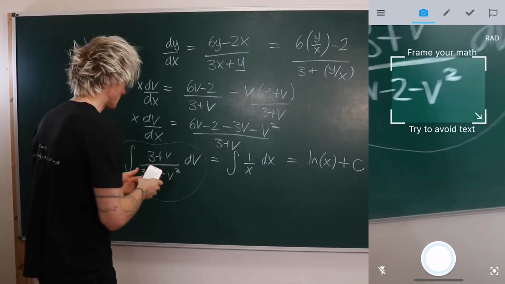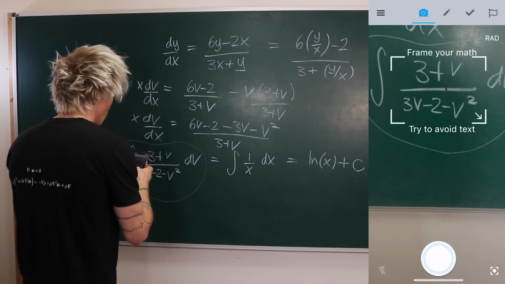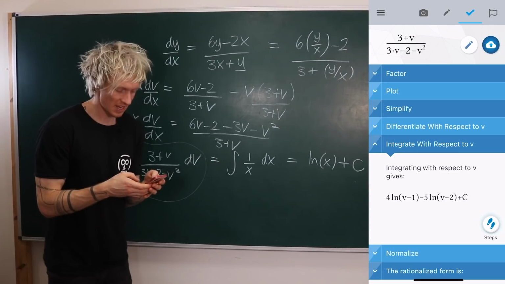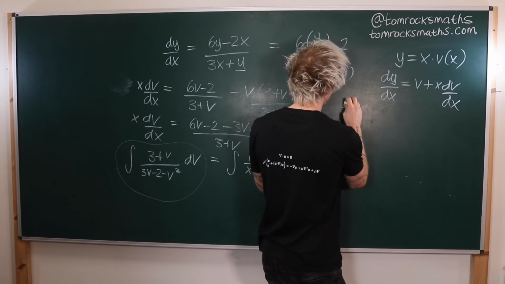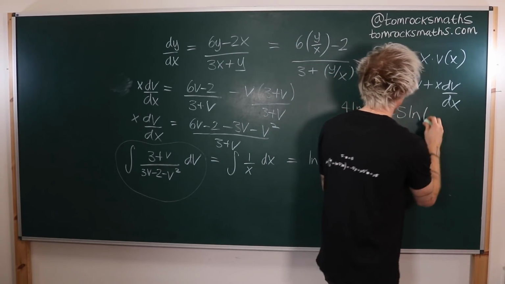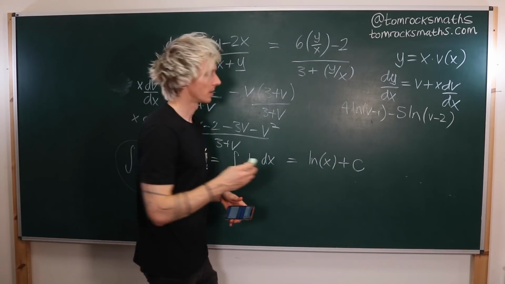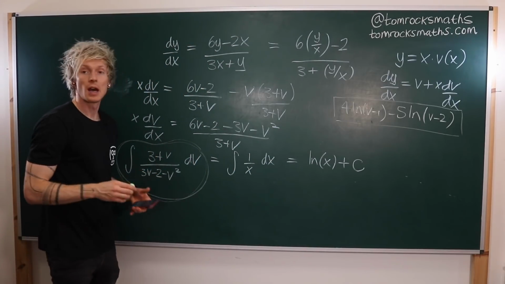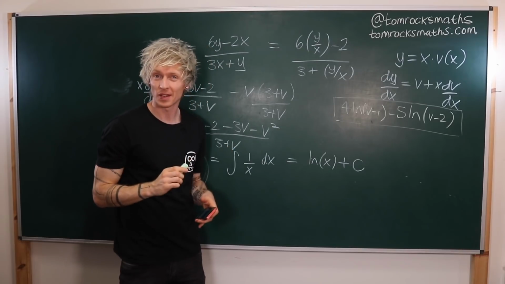So if I open the app and select the camera feature, I can take a photograph of this expression, and then it will load into the app, and I can now click to integrate with respect to v, which is exactly what we want to do with our function. And it says here that the answer should be 4 log(v - 1) minus 5 natural log(v - 2) plus an integration constant. But of course, I already have my integration constant here. So this is what we expect the answer to be when integrating this expression. But I am now going to show you the steps, and we can check and make sure that we've got it right when hopefully we get the same answer.